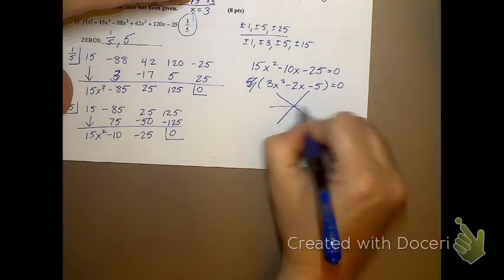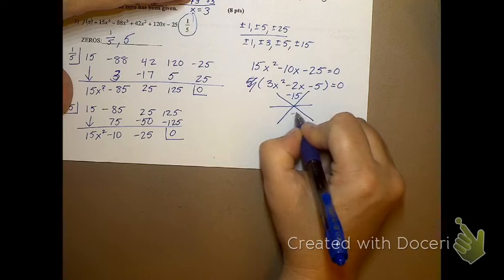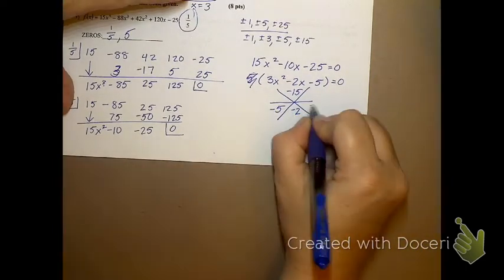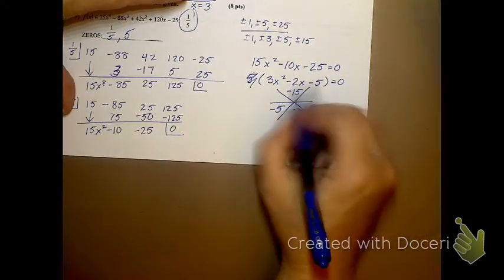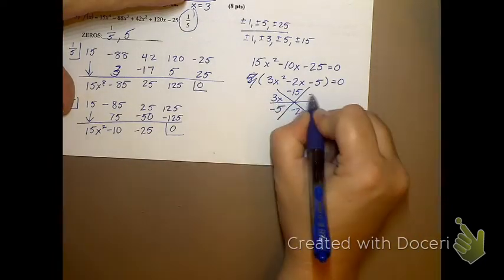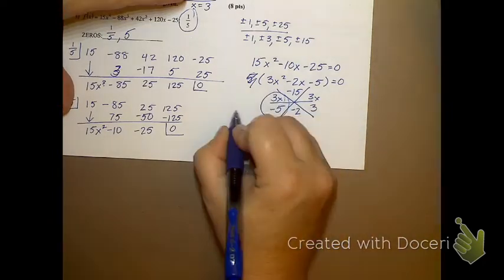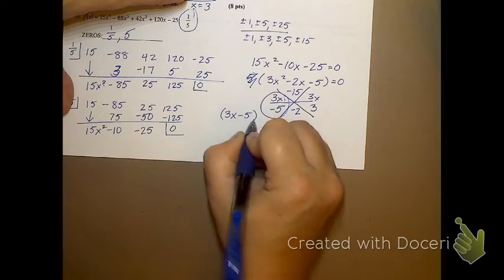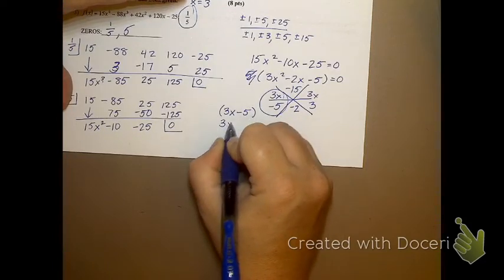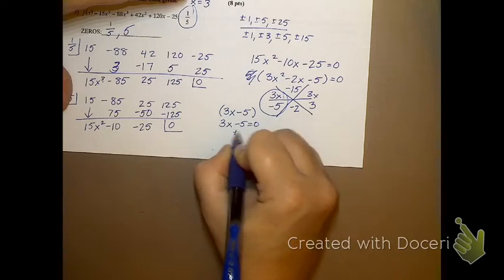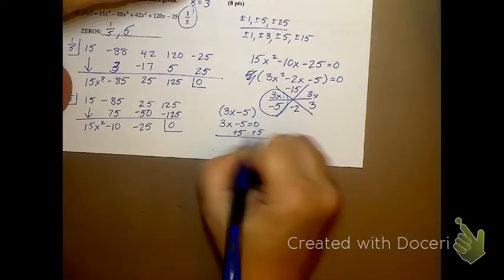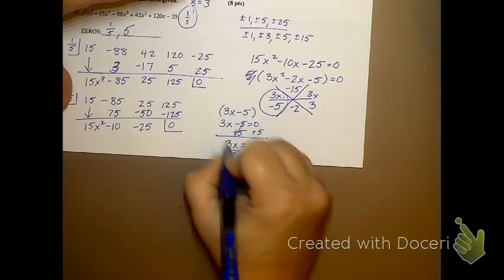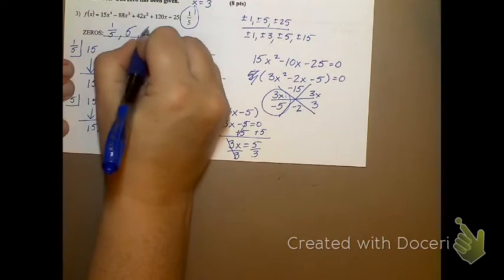Let's see. Negative 15 and negative 2. What are two numbers that multiply to get negative 15 and add to get negative 2? Negative 5 and 3. On the top, I put 3x and 3x. 3x over negative 5 cannot be reduced, so that means it makes the parentheses 3x minus 5. What do I get when I set that equal to 0? 3x equals 5. I get x equals 5/3.